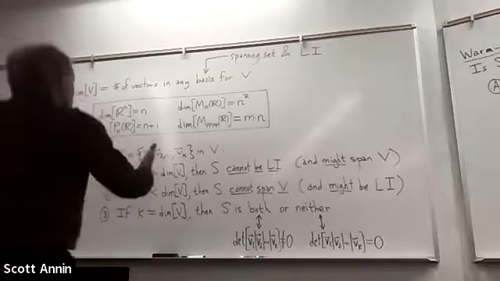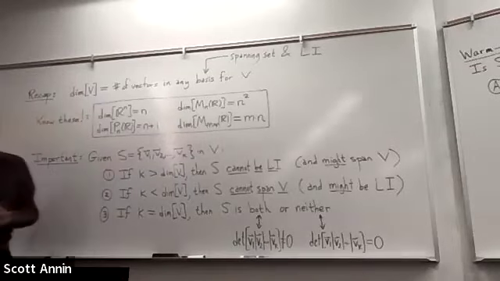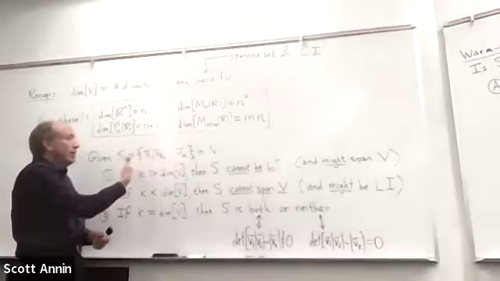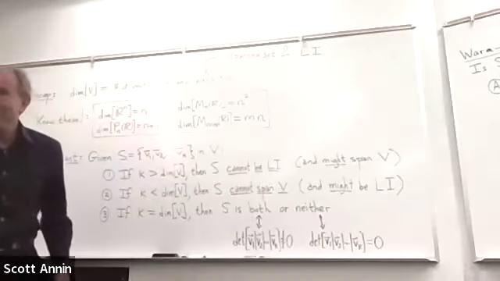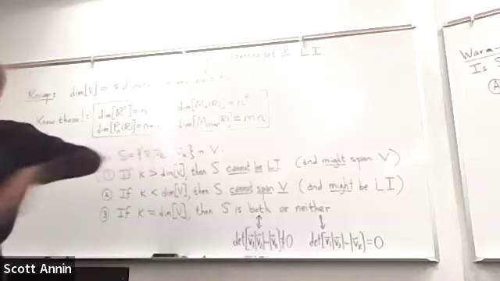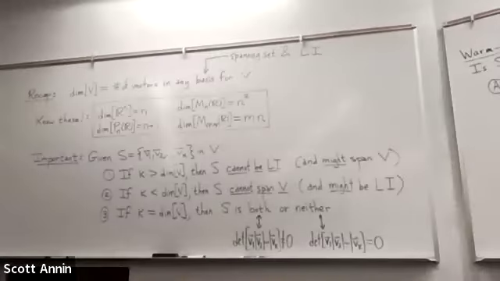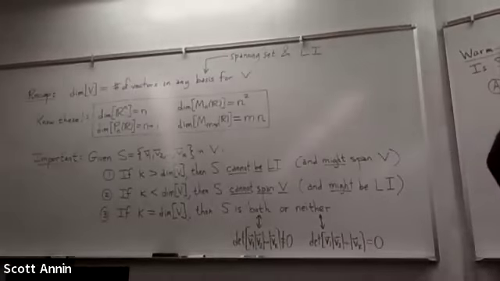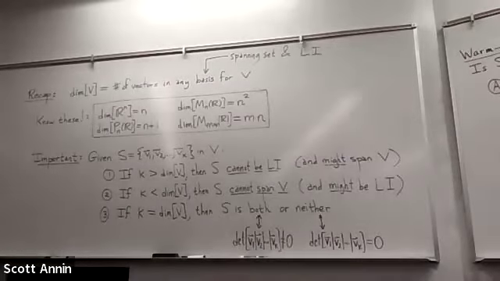But if we know the dimension of V in advance, and somebody comes along and proposes K vectors to us, say V1, V2, V3, they hand us those vectors. They might ask us a question like, are those vectors a spanning set? Are they LI? Are they both? Or are they neither?